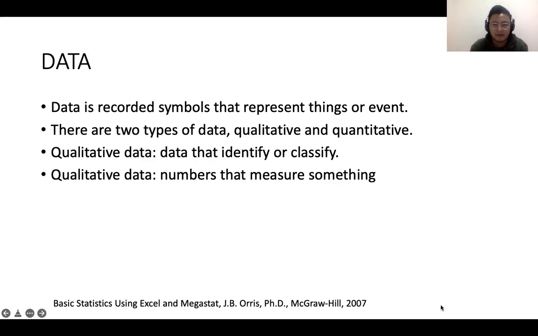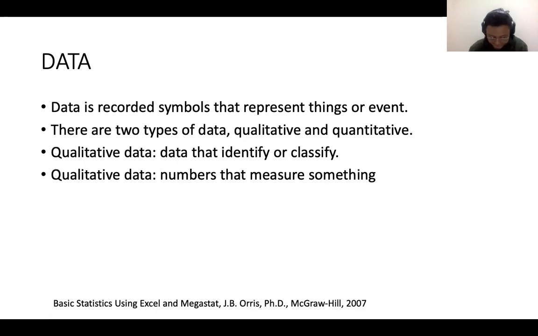Okay, data is very relevant to statistics. So data is recorded symbols that represent things or events. There are two types of data: qualitative and quantitative. So qualitative data is data that identify or classify, and quantitative data, I'm sorry, this one should be quantitative. Okay, the second one should be quantitative. Quantitative data is numbers that measure something.